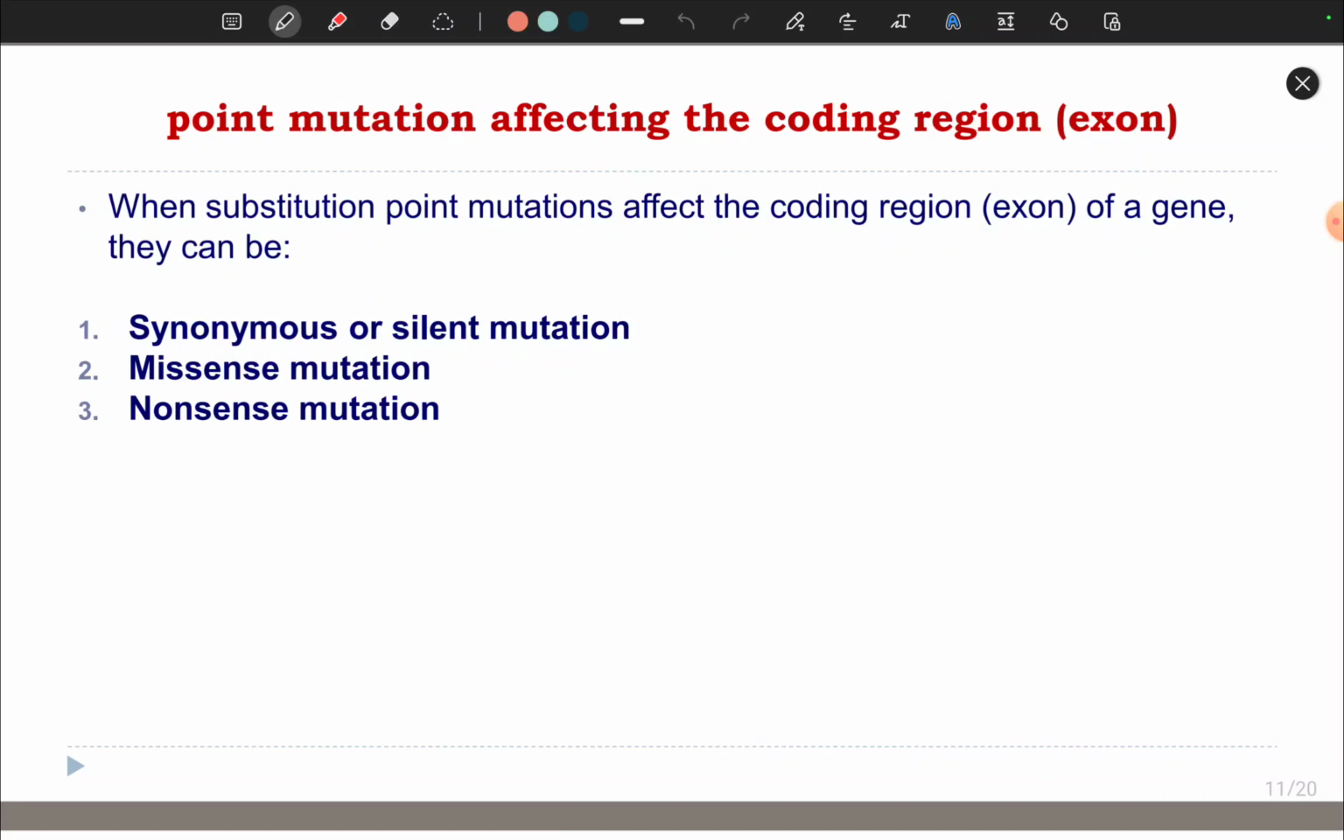Degeneracy, redundancy: more than one genetic codon codes for the same amino acid. So based on that rule, you can have a silent mutation and you can survive with that silent mutation. So one of the examples why people can have mutation and spend normal lives. Mutation is there, but you have the same amino acid. In missense, there is change in the genetic codon and change in the amino acid. Nonsense, it becomes a stop codon.